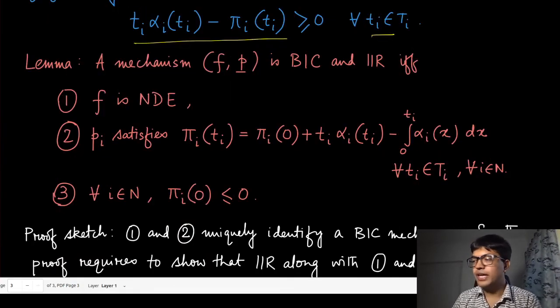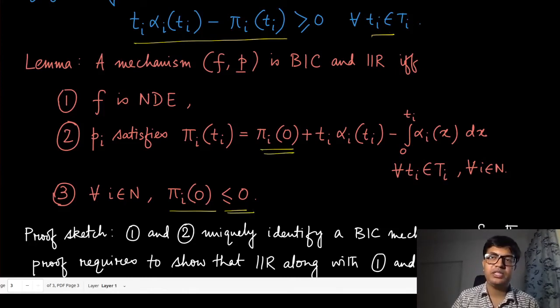Okay, so now we can actually extend the result of that Bayesian characterization for BIC mechanisms to BIC and IIR mechanisms. So you can see that the mechanism f, p is BIC and IIR if and only if the first two conditions, which come directly from the characterization of BIC, hold, and the third condition is telling you that the constant part in this integral should be non-positive. This is something that we have also seen in the individual rationality condition when we discussed the prior-free setting. So here this constant is going to be non-positive.